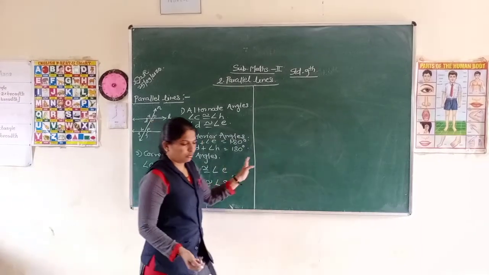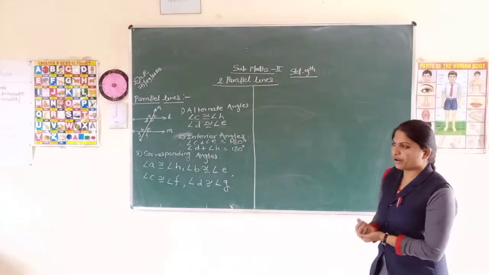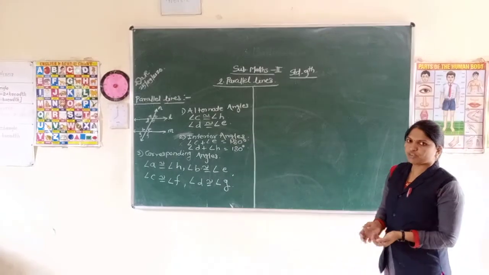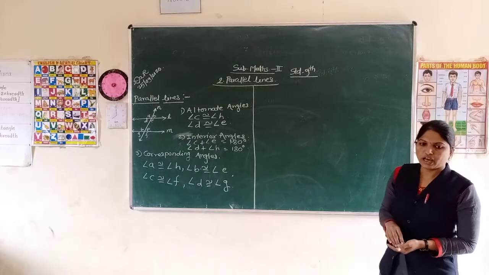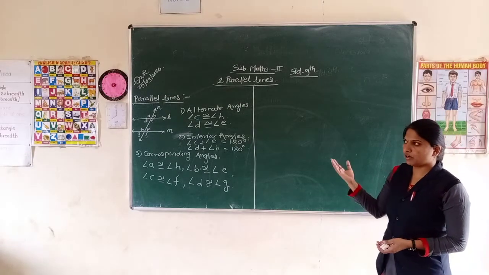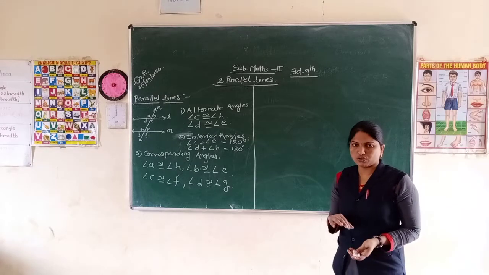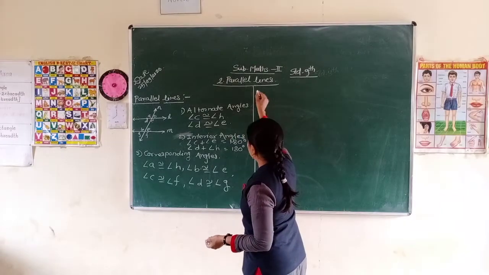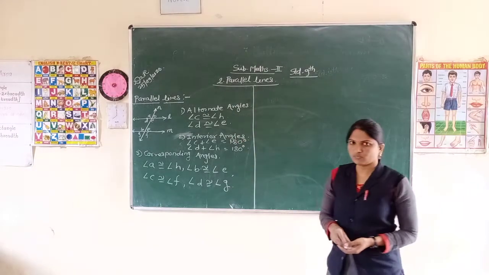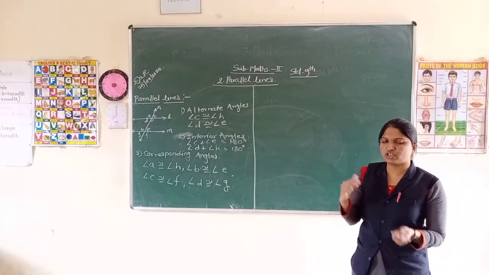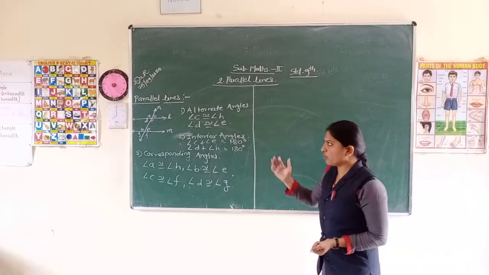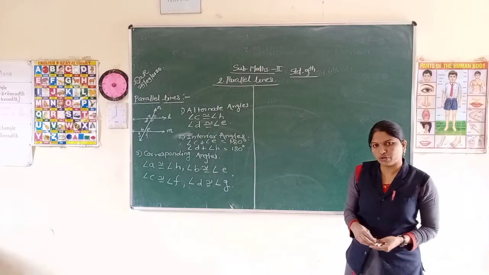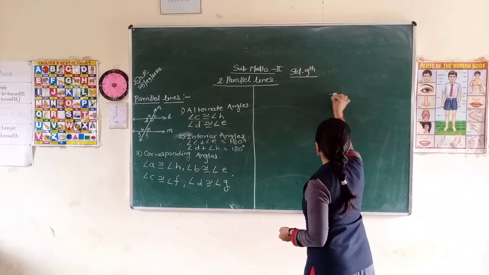Okay, now properties. We have to prove all these properties of angles with the help of theorems, which are given on your page number 15 and 16. The first theorem: the measures of alternate angles formed by parallel lines are equal. We have to prove that.